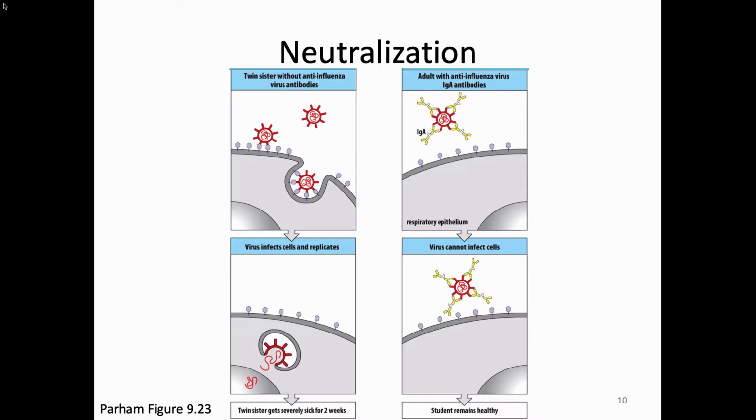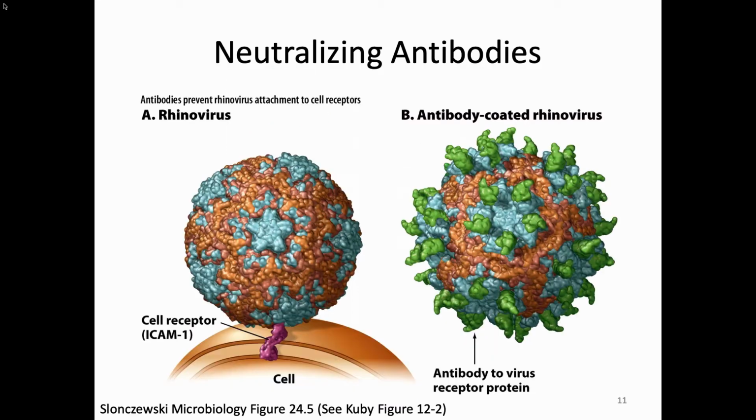In some ways, neutralization is a fancy word for steric hindrance. It's just that the antibody is binding to the virus and getting in the way of other things happening. You can see an example here. This is actually a structure of a rhinovirus. It's one of the causes of the common cold. You can see that this blue protein has to interact with a receptor in order for that virus to get into the cell. If antibodies bind to that virus, the antibodies are shown in green.